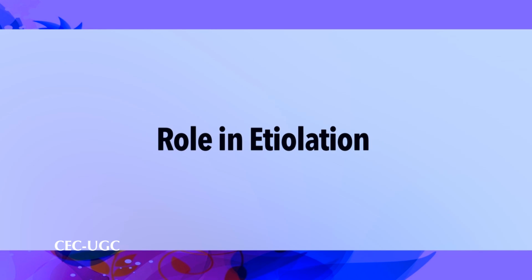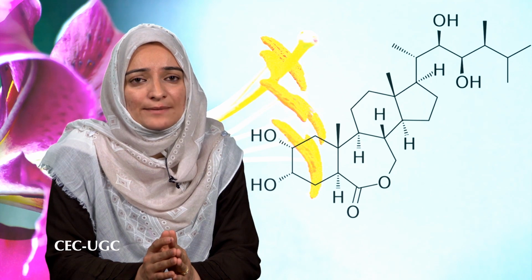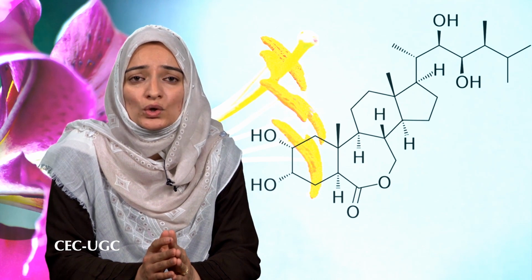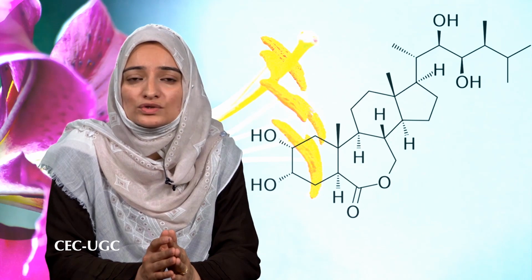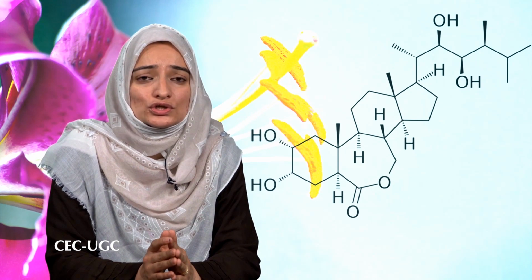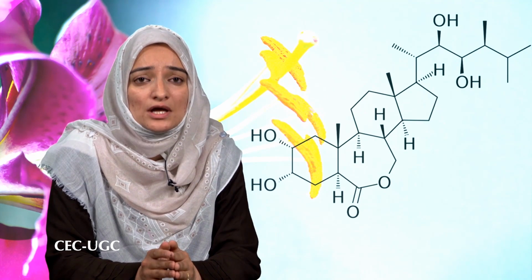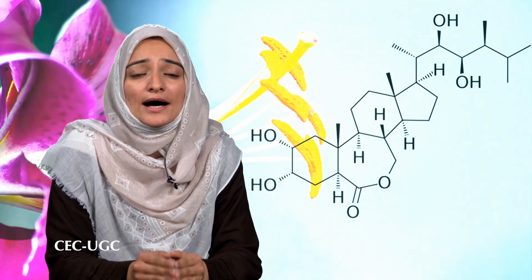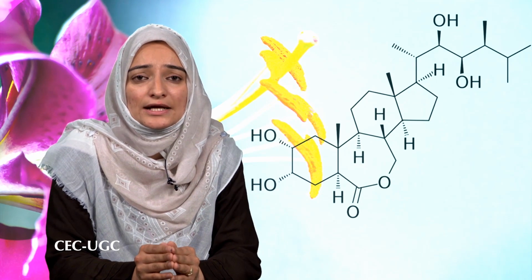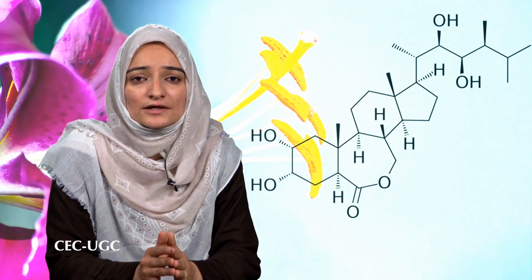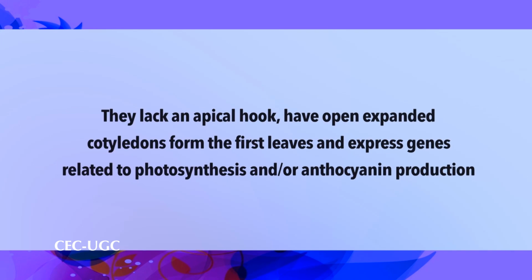Next is role in etiolation. Exogenous application of brassinosteroids shows little effect on dark grown seedlings. However, brassinosteroid synthesis mutants, that's mutants which do not synthesize brassinosteroids, grown in the dark show an unusual expression of features typical of seedlings grown in the light. For example, they lack an apical hook, have open expanded cotyledons and first leaves, and express genes related to photosynthesis and/or anthocyanin production.